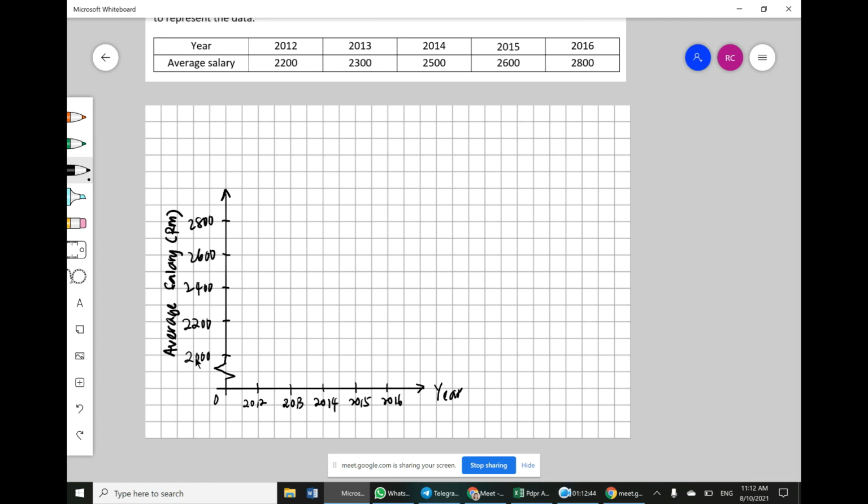If you start with 2000, then you just make sure after two boxes is 2002. You can also use 2001, but you have to make sure it fits into your graph later on. Okay, so this is what I have.